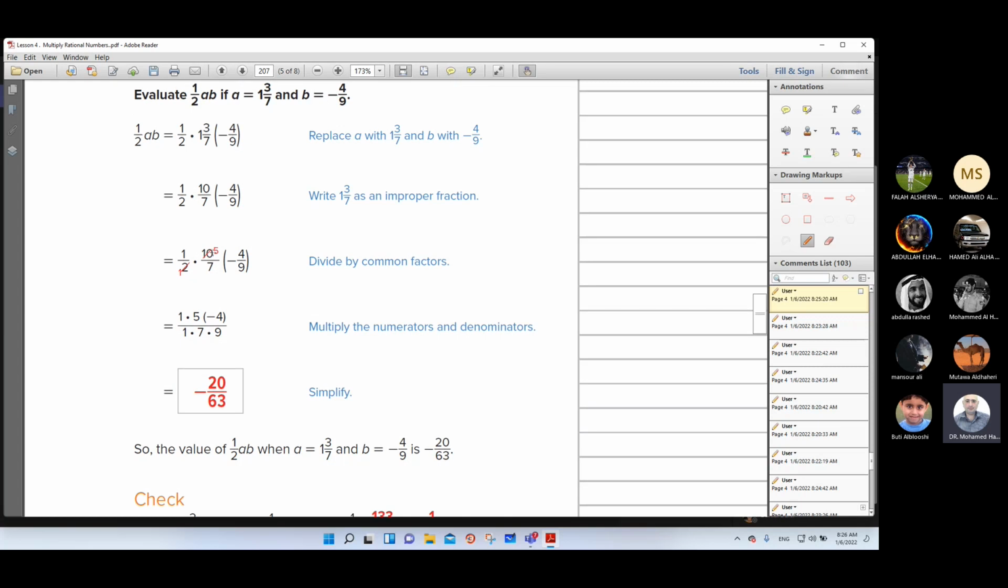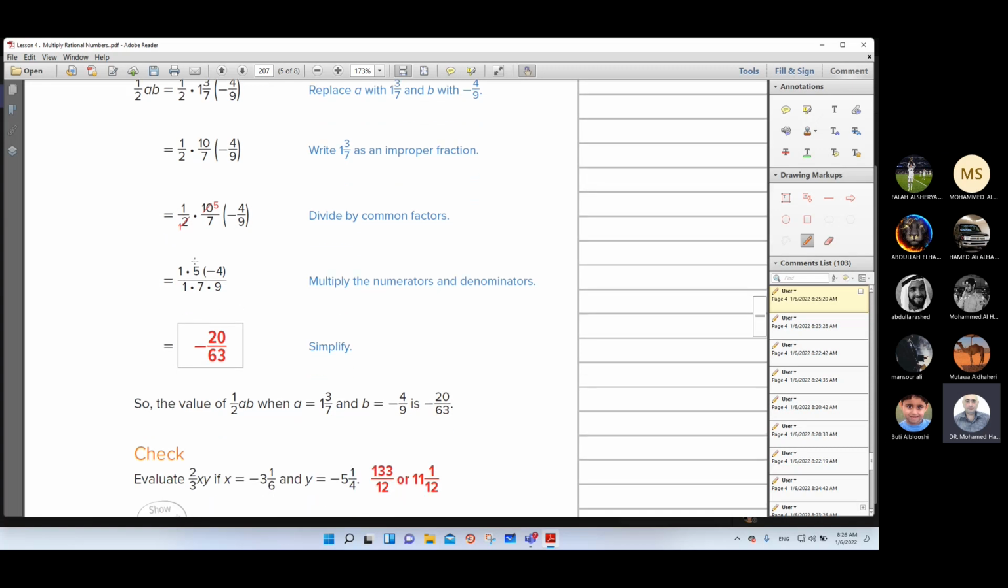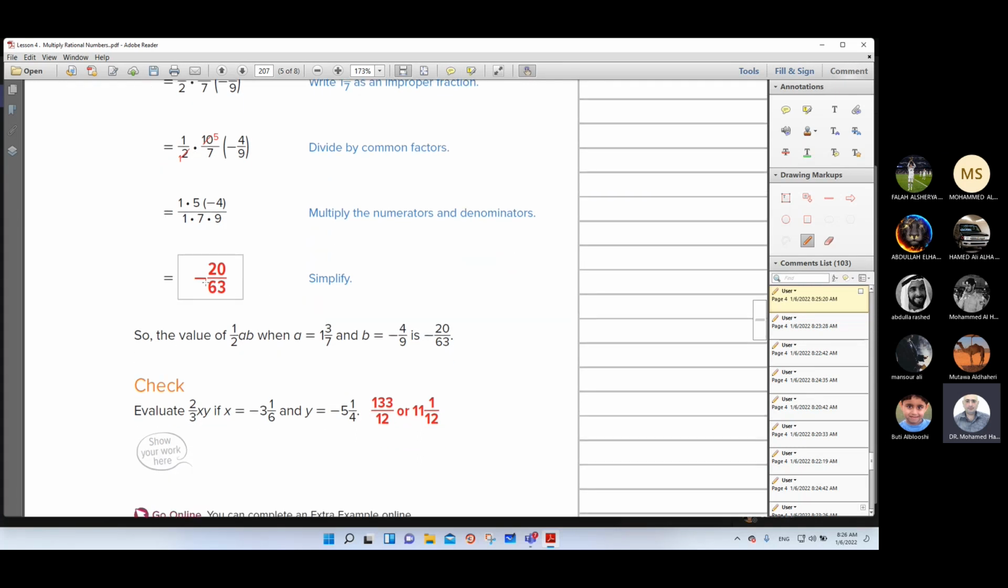You can divide 10 by 2, you will get 5, and 2 by 2 you will get 1. Then up 1 times 5 times -4, and down 1 times 7 times 9. So 1 times 5, 5. 5 times -4 will be -20. And 1 times 7, 7. 7 times 9 will be 63. So the answer will be -20/63.